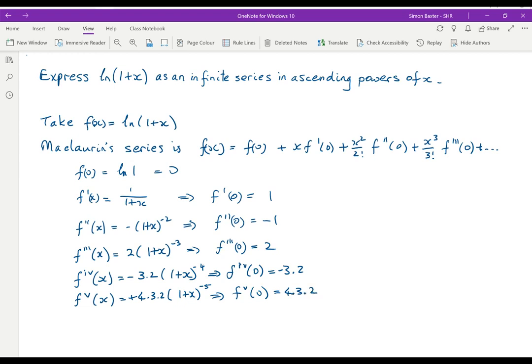So we should be able to see what's happening. Firstly, the sign is alternating, plus, minus, plus, minus, plus. Then we go 1. I can write that as 2 times 1 if I wanted to. This is 3 times 2. This is 4 times 3 times 2. The next one is going to be 5 times 4 times 3 times 2.